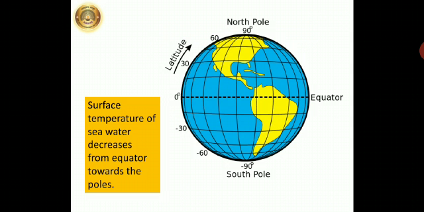Let's revise the temperature. The surface temperature of the seawater decreases from the equator towards the poles. That is, the distribution is latitudinal. As we go towards the North Pole and towards the South Pole, the temperature goes on decreasing.